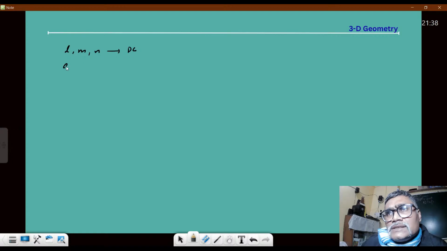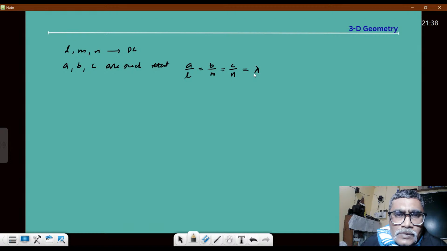Say A, B, C are such that these numbers are proportional to these direction cosines, that is, the ratio of A and l, B and m, and C and n should always be the same, right? If this is the case, then we say these A, B, C are direction ratios.